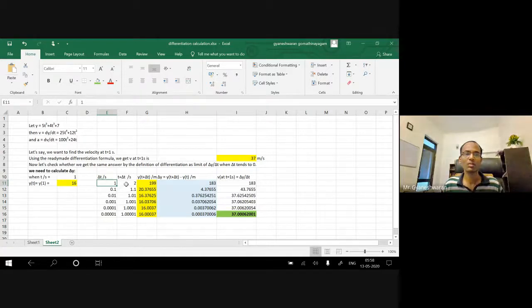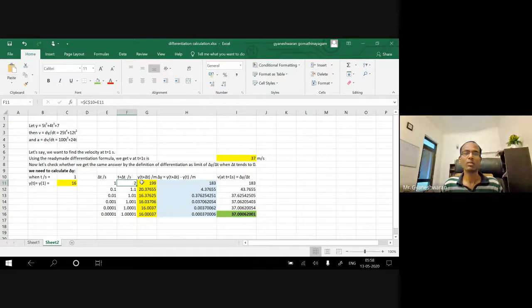If delta t is this, the time after that will be t plus delta t, which is calculated here. I've used the dollar symbol so that my formula doesn't change the C10 address, because C10 is the address which gives me the value of time, which is 1 second. So t plus delta t is 1 plus delta t. So 1 plus 1 is 2, 1 plus 0.1 is 1.1, 1 plus 0.01 is 1.01, and so on.